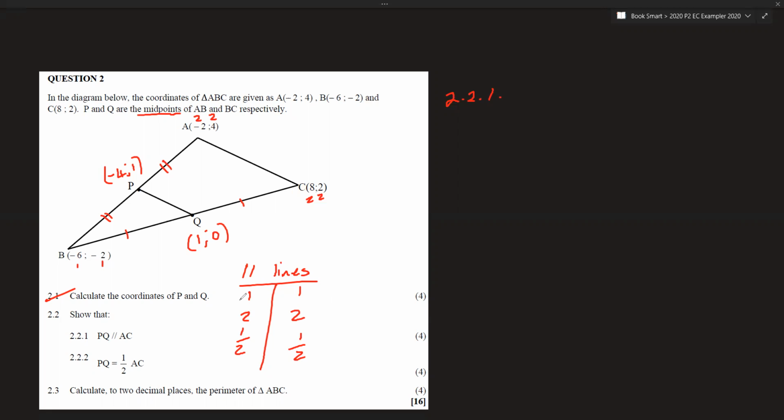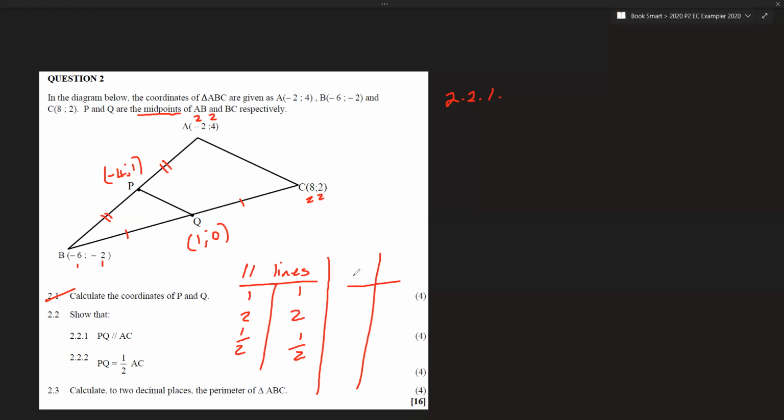So if they say show that two lines are parallel, they are basically saying show us that the gradient of PQ is the same as AC. And then if you can show us that this gradient and that one are the same, then we can conclude that they are parallel. Perfect. Just for revision purposes, let me show you the revision for perpendicular lines.